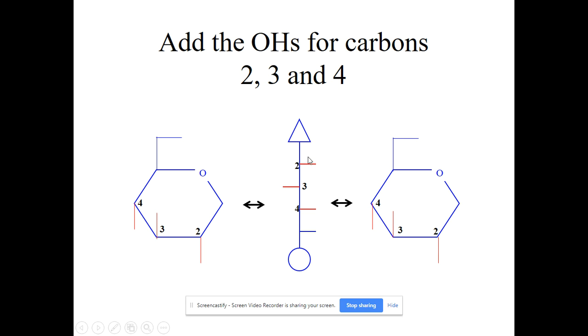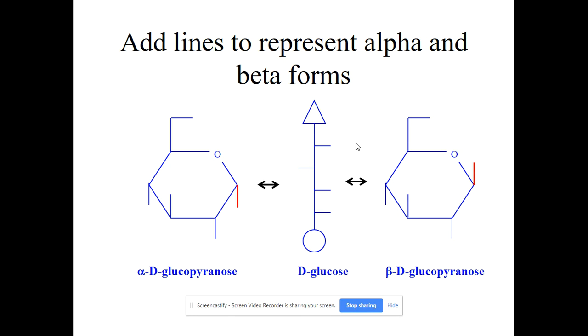And then carbons 2, 3, 4, we have right, left, right. So in carbons 2, 3, and 4, we're going to have down, up, down. So down, right, that's the easy way to remember that one, and then left is the opposite one. The last part is just assigning alpha or beta forms. Alpha, the OH will be pointed down, and beta, the OH will be pointed up.